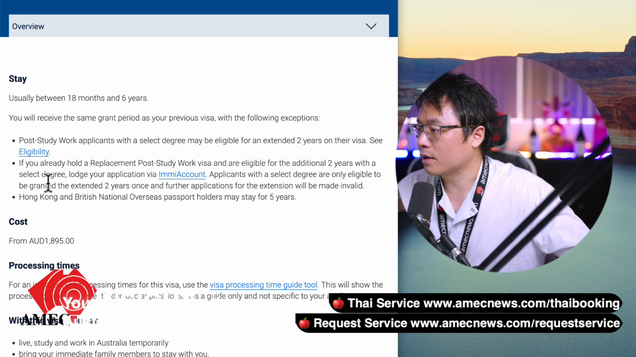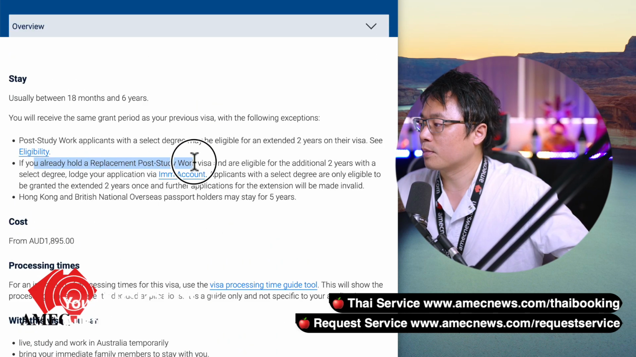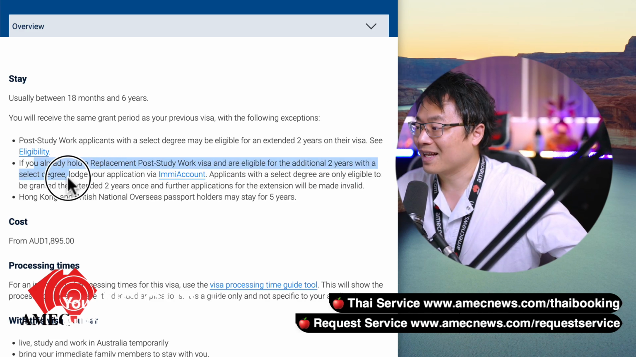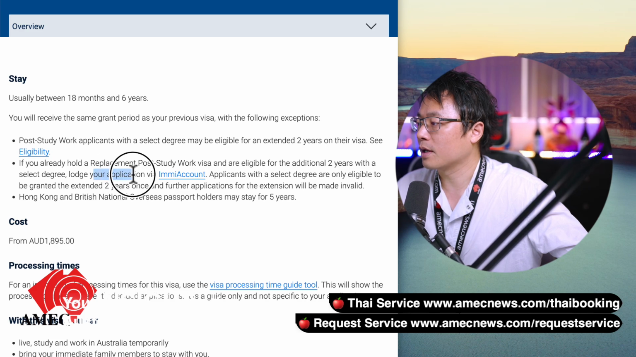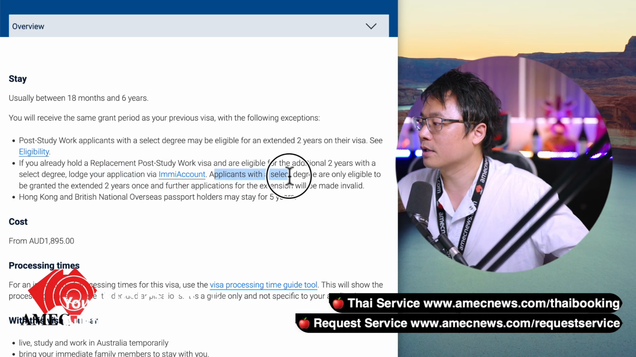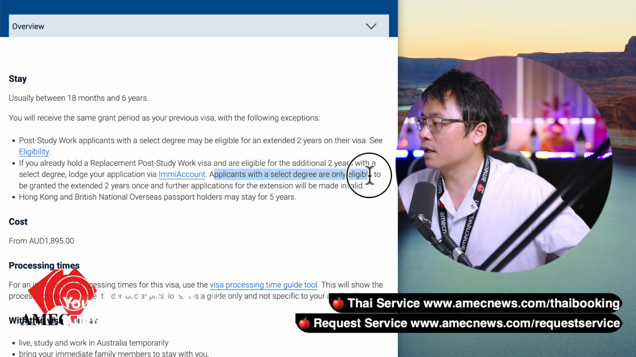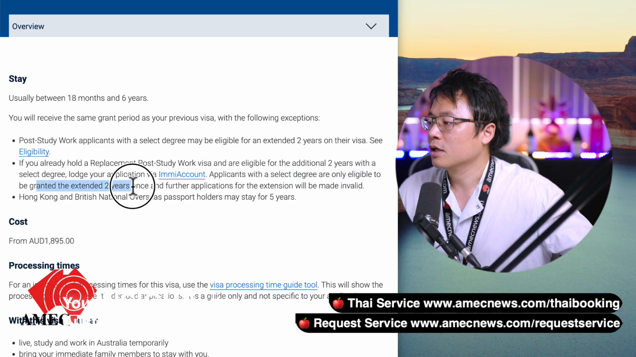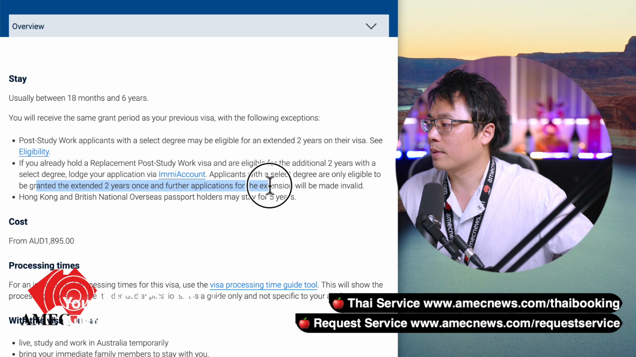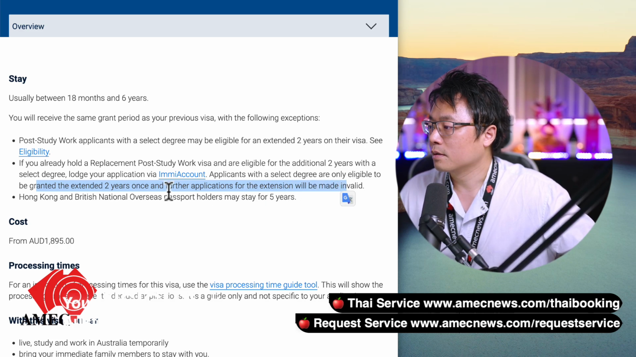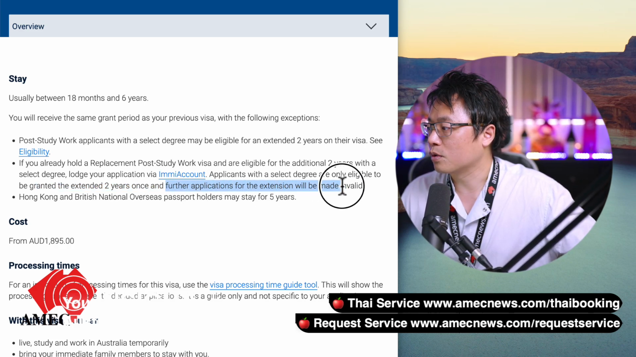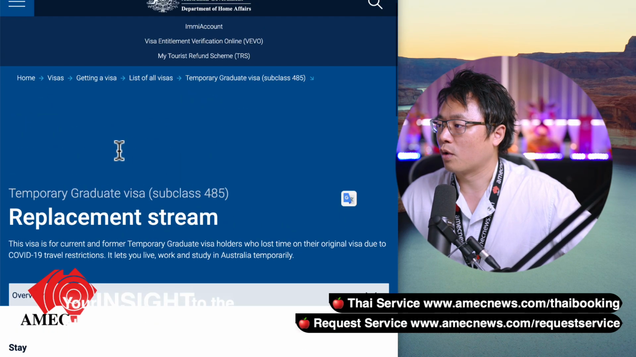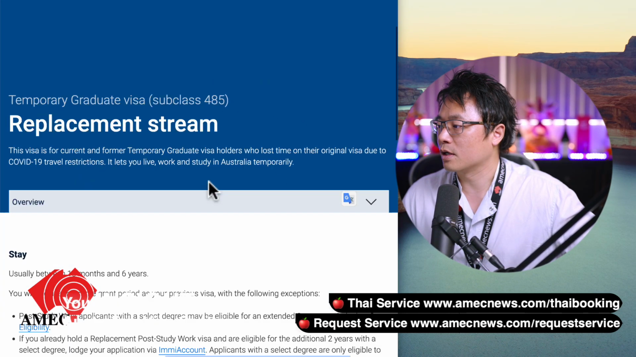If you already hold a replacement post-study and are eligible for an additional 2 years with a selected degree, lodge your application via email account. Applicants with a selected degree are only eligible to be granted the extended 2 years once, and a further application for extension will be made invalid. So that's basically the right of those 485 visa holders there.